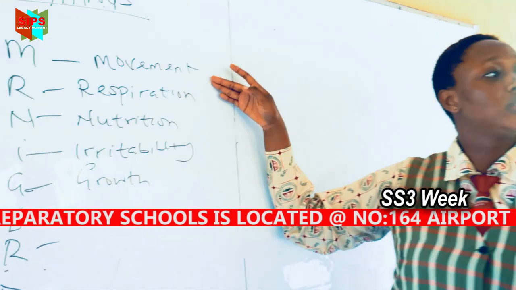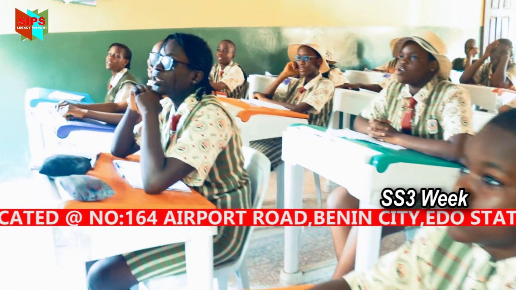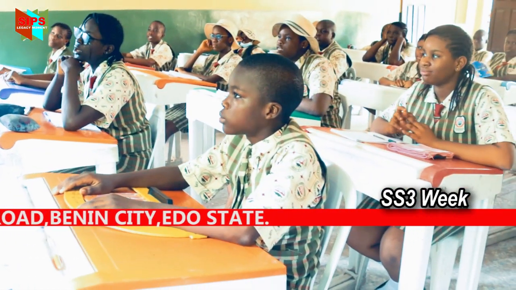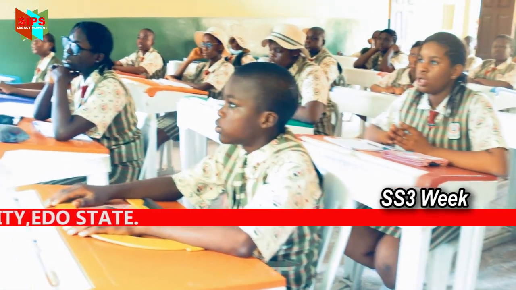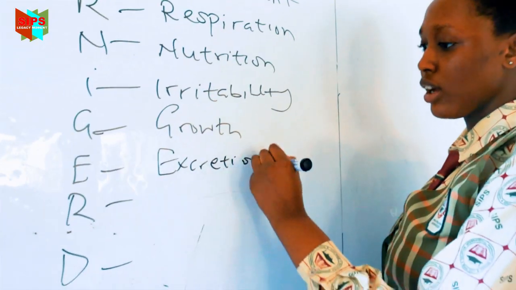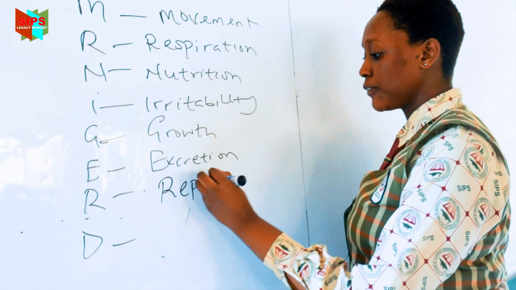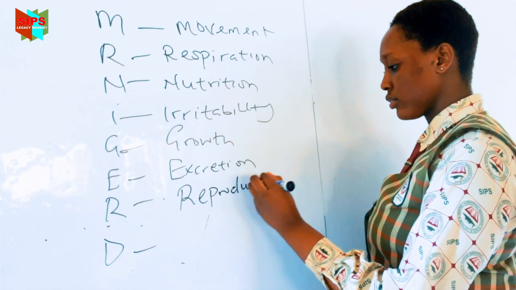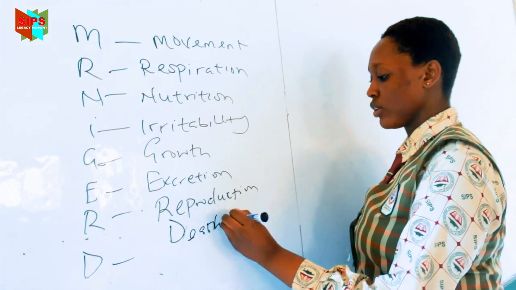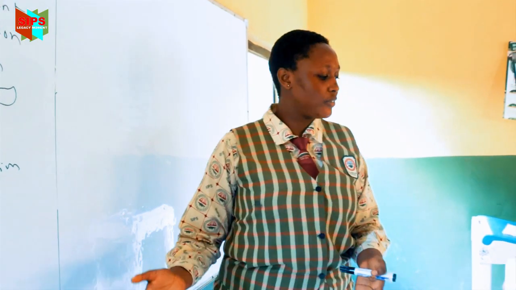So M is for what? Movement. R is for what? Respiration. N is for what? Nutrition. I is for what? Irritability. G is for what? Growth. E is for what? Excretion. R is for what again? Reproduction. And finally, D is for what? Death. So all these things generally contribute to us being living things.